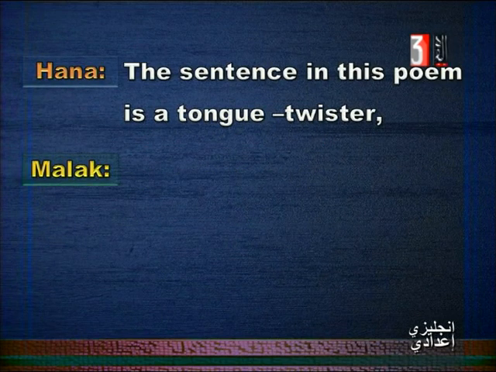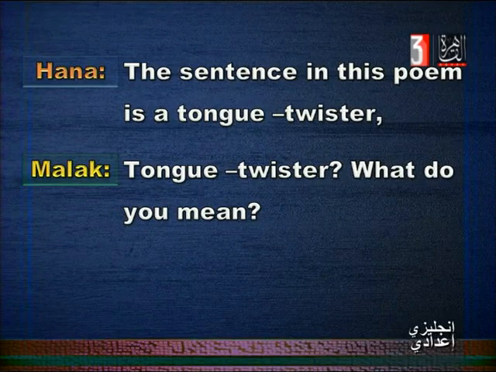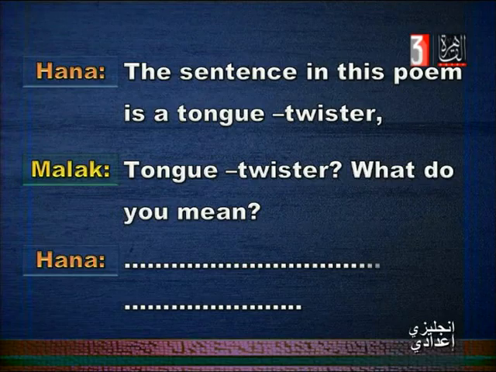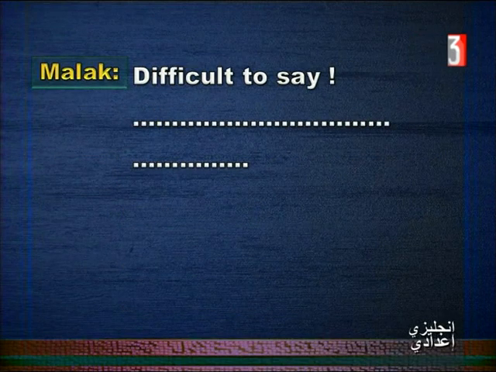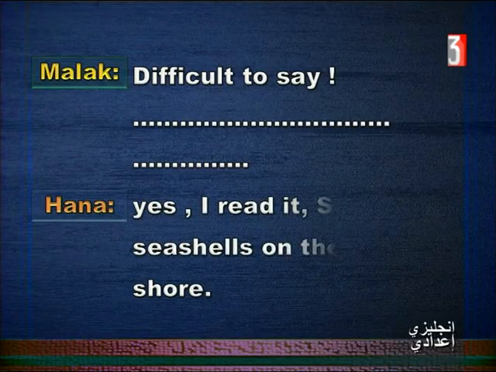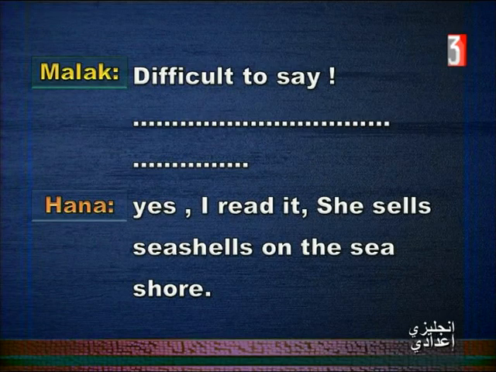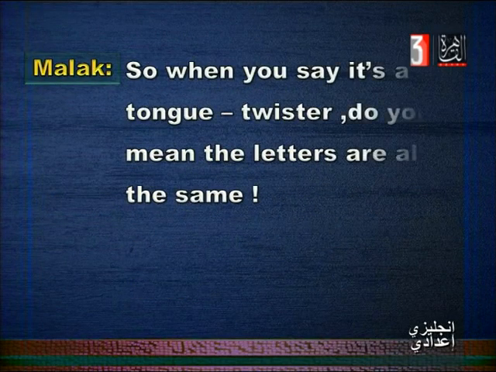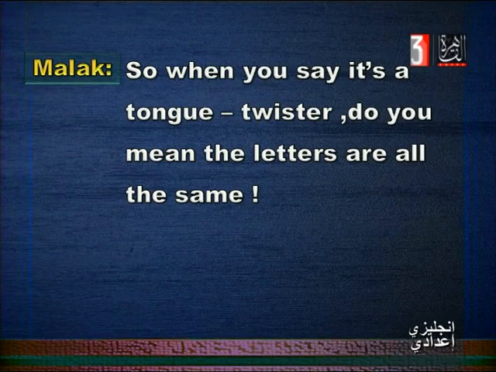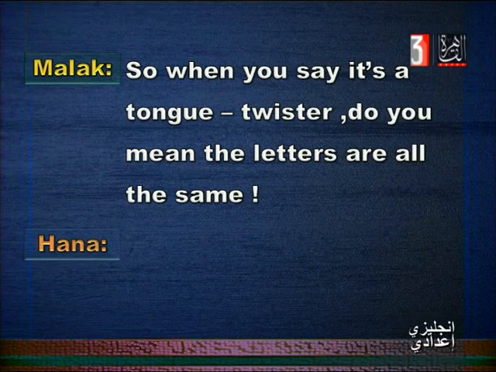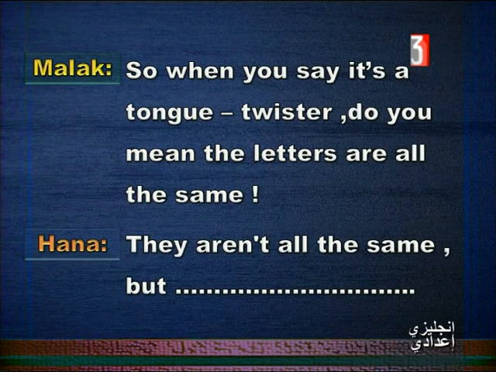Hannah, the sentence in this poem is a tongue twister. Tongue twister, what do you mean? Hannah will say something. Let's see. Malak, difficult to say. And she will continue. Hannah, yes, I read that she sells the seashells on the seashore. Do you see? Tongue twister. Yes. Okay, so when you say it's a tongue twister, do you mean the letters are all the same? We have here, Hannah, they aren't all the same, but.